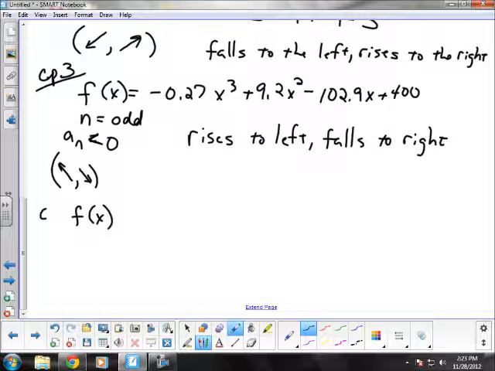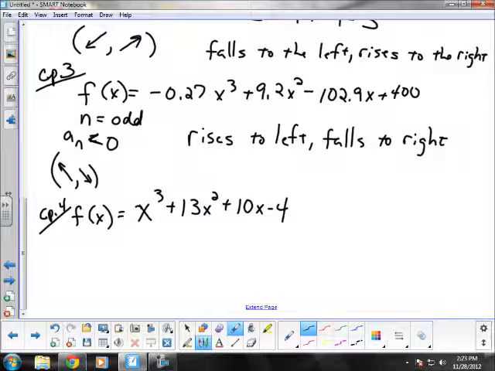F of x, this is checkpoint 4 by the way, f of x is equal to x to the third plus 13x squared plus 10x minus 4. Tell me what the end behavior ought to be. It's odd and positive. It ought to start down and end up, right? Does your picture on your graph start down? Does it fall to the left and rise to the right? So do you have a complete graph? No. Okay? That's what I'm telling you.